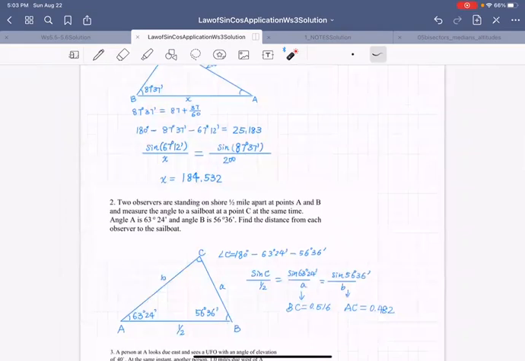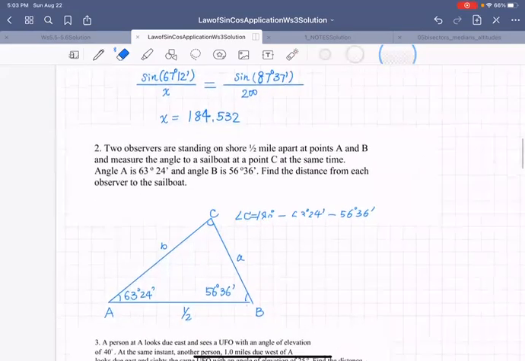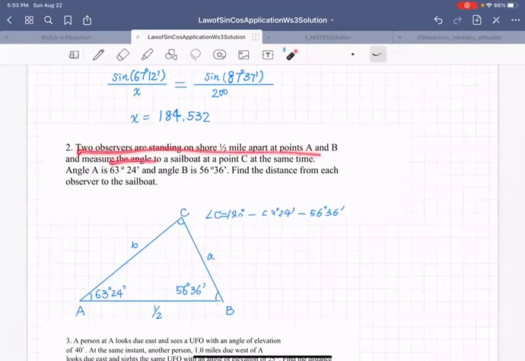Next one, number 2. So then it's your turn to read the question. Go ahead. Okay, 2 observers are standing on shore half-mile apart at points A and B and measure the angle to a sailboat at point C at the same time. Angle A is 63 degrees 24 prime and angle B is 56 degrees 36 prime. Find the distance from each observer to the sailboat.